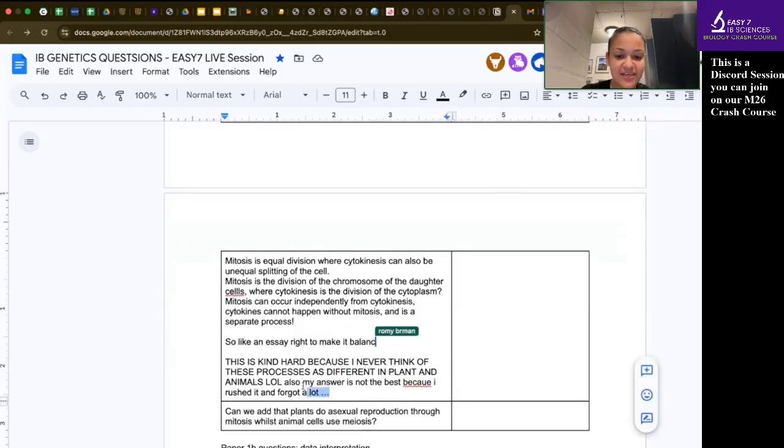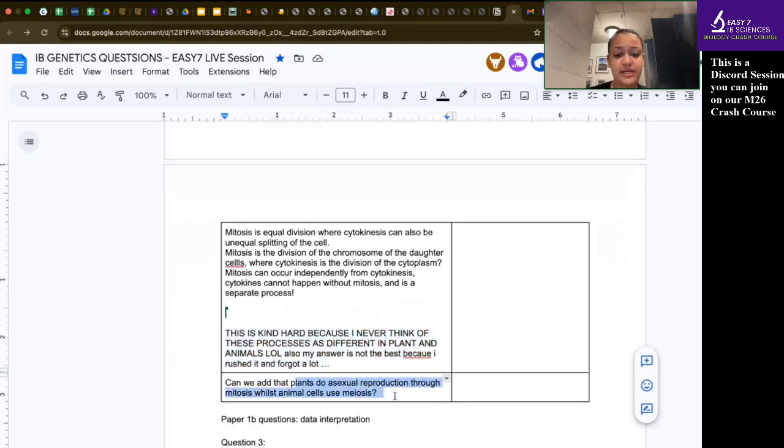This is kind of hard because I never think of these processes as different in plant and animal. Also, that's my answer because I rushed it. And yeah, don't worry, honestly, you will get so much more time. Can we add that plants do asexual reproduction through mitosis while animal cells use meiosis? Absolutely. Guys, whatever you're thinking of, if it's relevant, please add it in your paper because you don't know what's going to show up in the mark scheme.